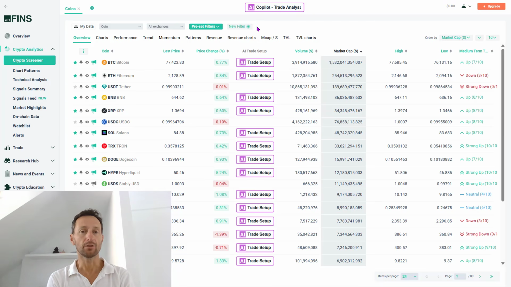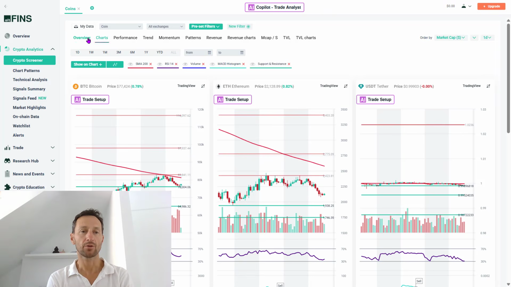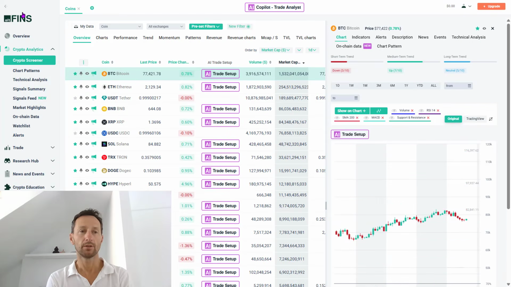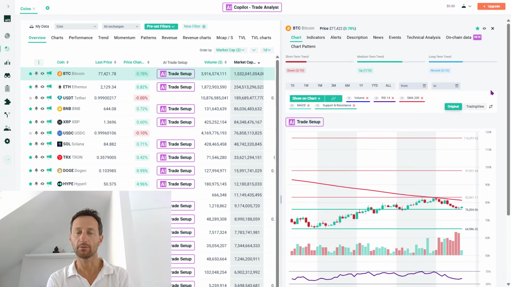And so you can find the AI Trade Setup tool right on the screener here, also under the Charts tab here, also under the individual asset chart area here as well. Yeah, and then you can just go ahead and run it from here. But I also want to share some tips with you on how to best utilize this tool.